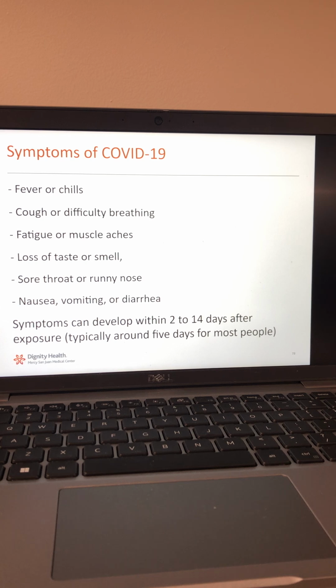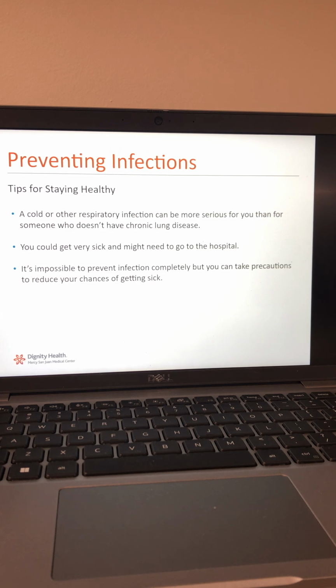COVID is still a thing. And these are the main symptoms. Symptoms can develop 2 to 14 days after exposure, but around 5 days for most people. Remember that a cold or respiratory infection can be more serious for you than for someone who doesn't have chronic lung disease. You could get very sick and might need to go to the hospital.